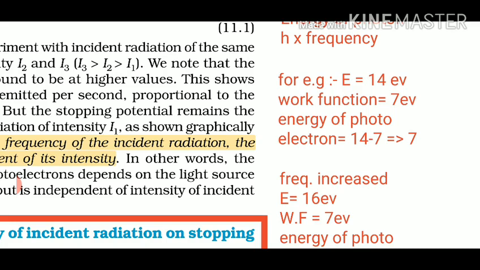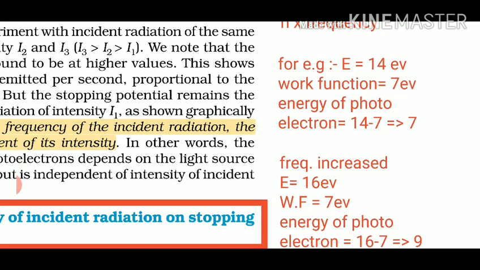So how much energy will the electron be carrying with it? Are you getting my point? We are providing 14 eV, but the metal is going to use 7 eV, because that's the value of its work function. So the metal is going to keep that 7 eV with itself and allow the electron to move out. So how much energy will the electron carry with it? The electron will be carrying 7 eV.